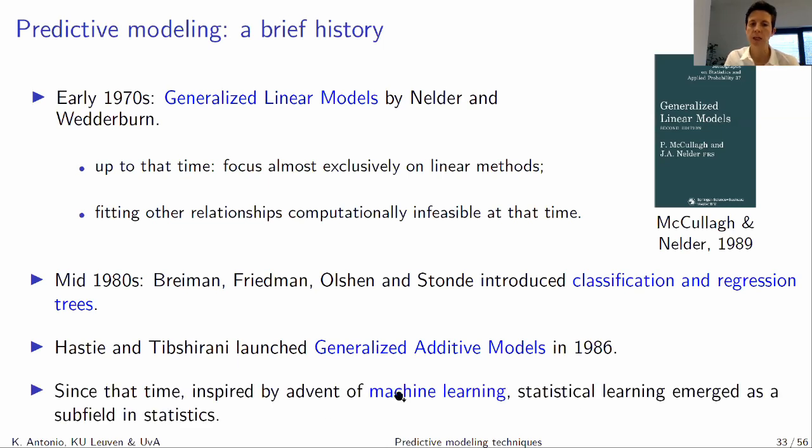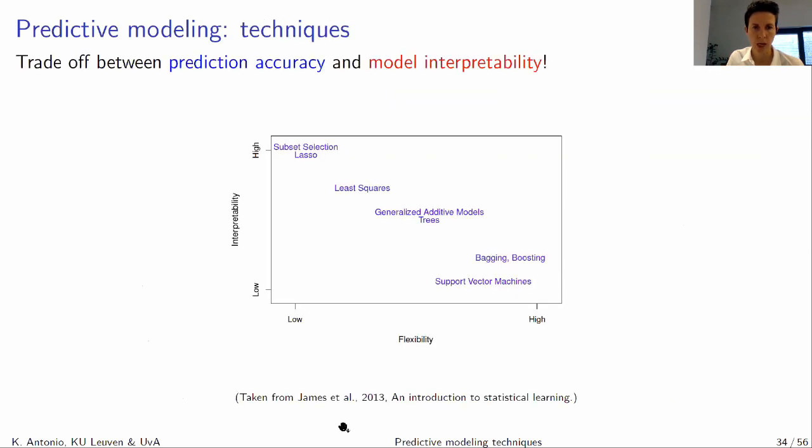And since that time, inspired by the advent of machine learning, we see that statistical learning and machine learning emerged as a field in statistics and in computer science. Okay, so that's a brief history with some timelines. We already encountered this graph in the first class, but I really want to show it again over here. So we have on the x-axis flexibility of the modeling technique.